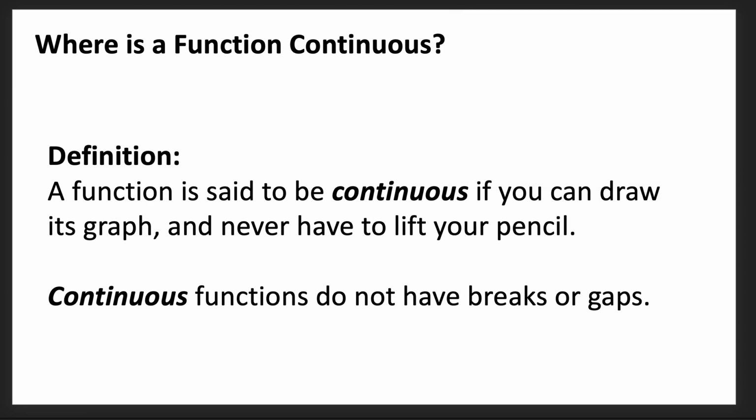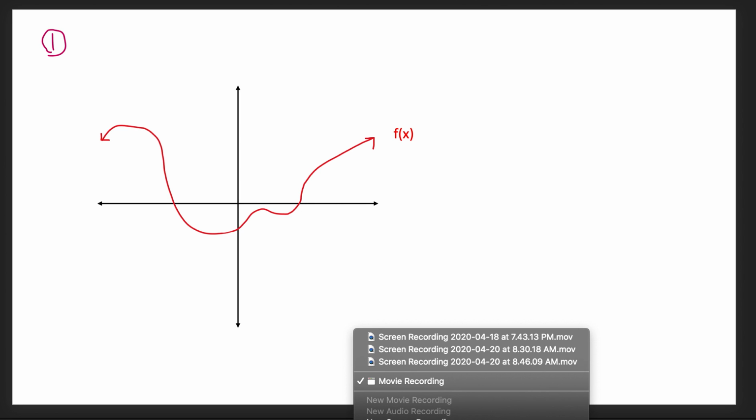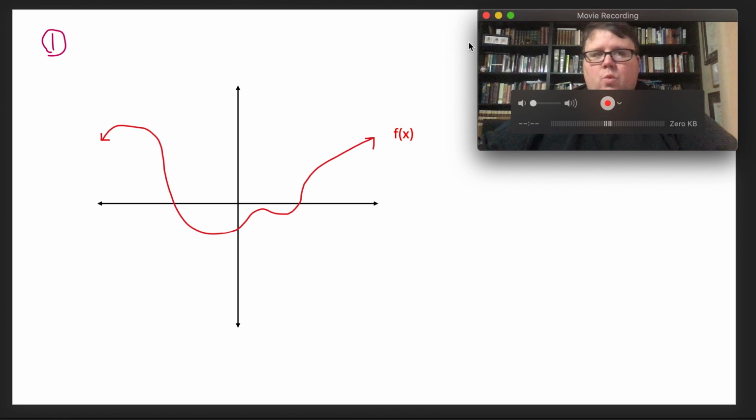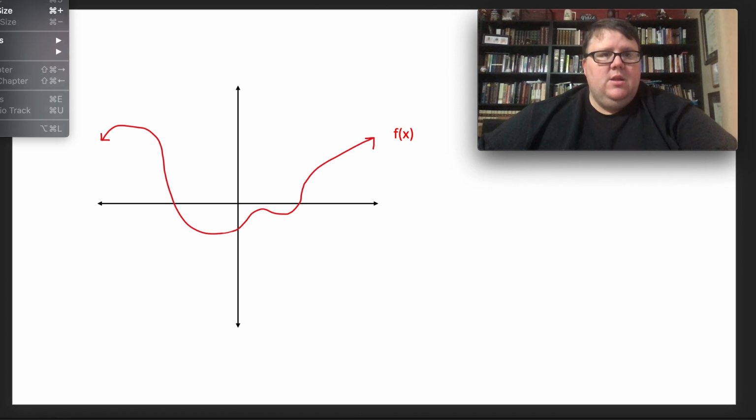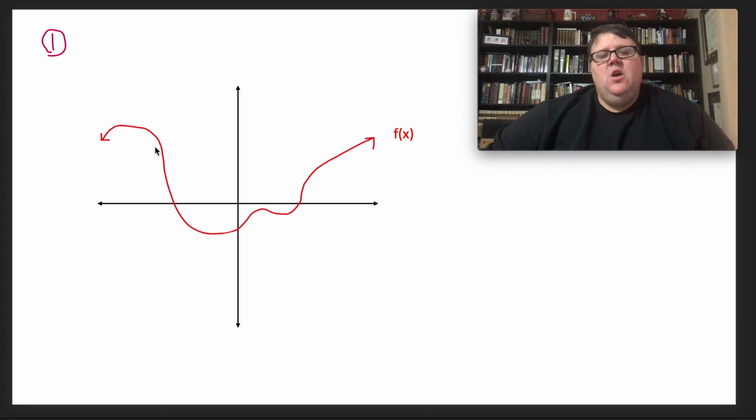So example one here. You notice you can draw this graph without picking up your pencil whatsoever. So you're drawing the graph without picking up your pencil, therefore it's continuous.